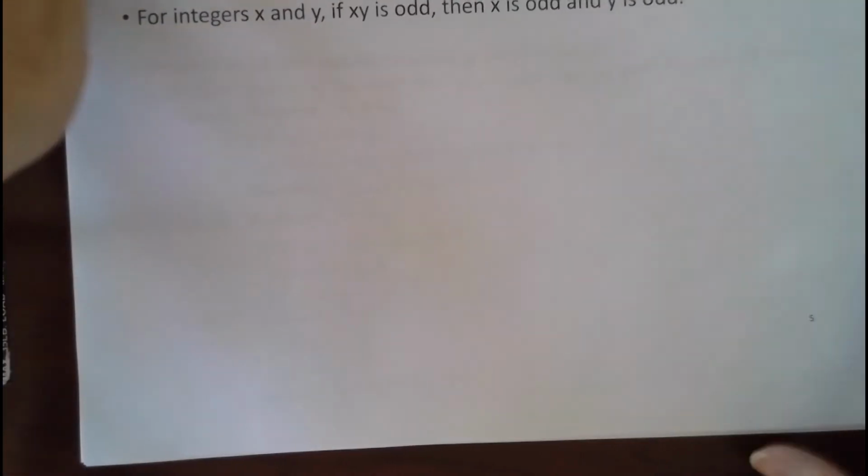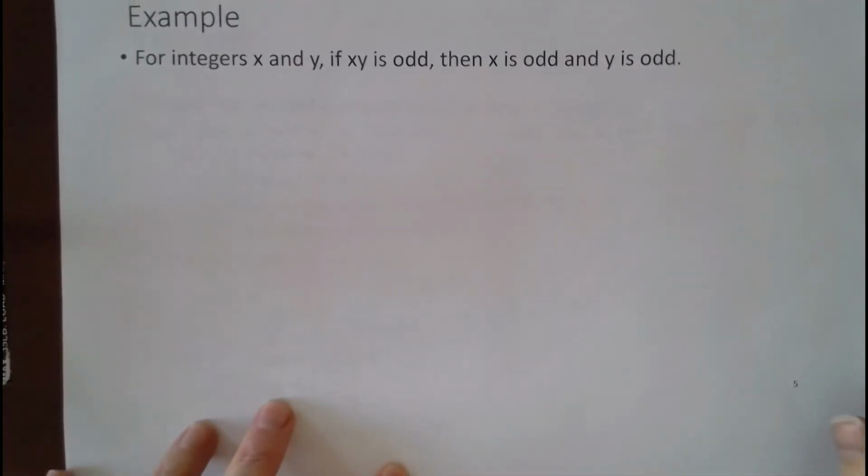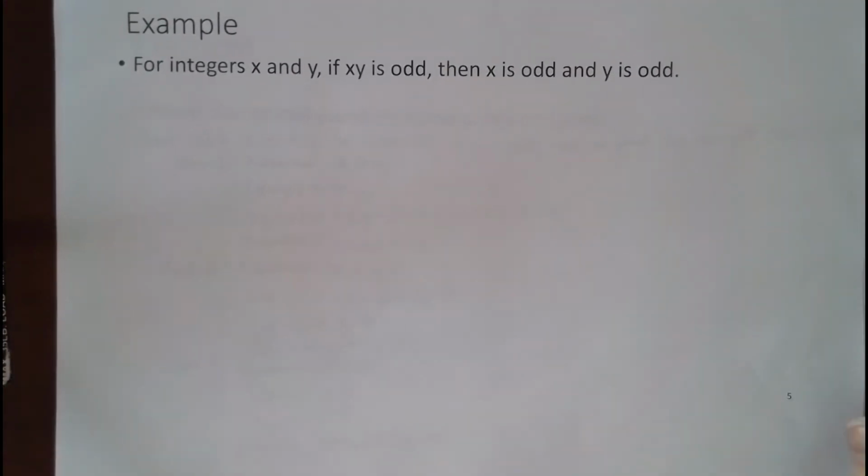All right. Next example. And you're going to feel a little bit like this one is painful, but there's a reason for the pain, so that we can motivate it to talk about another concept. So you'll have to bear with me. All right. So for integers x and y, if the product xy is odd, then x is odd and y is odd.